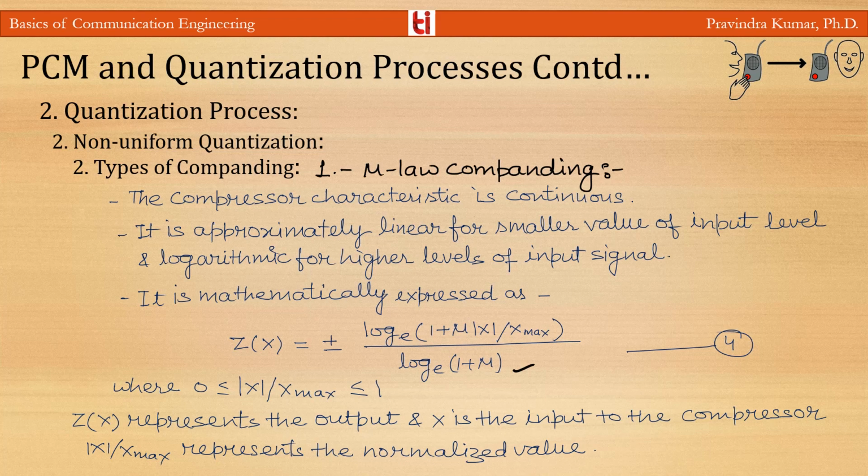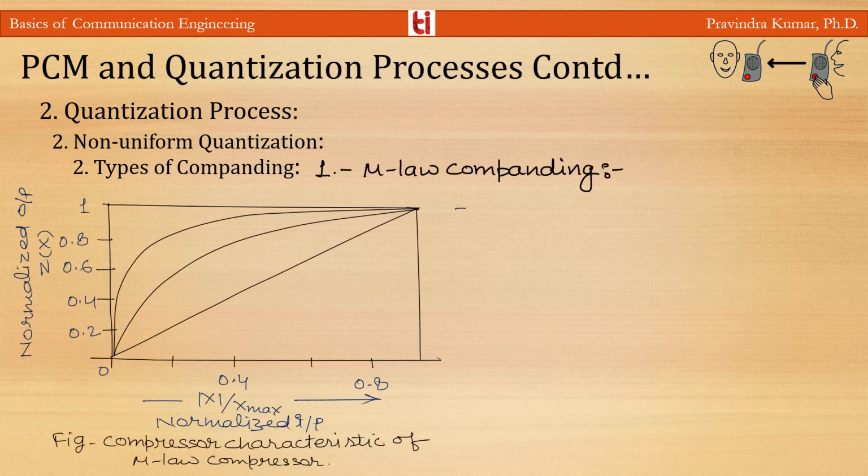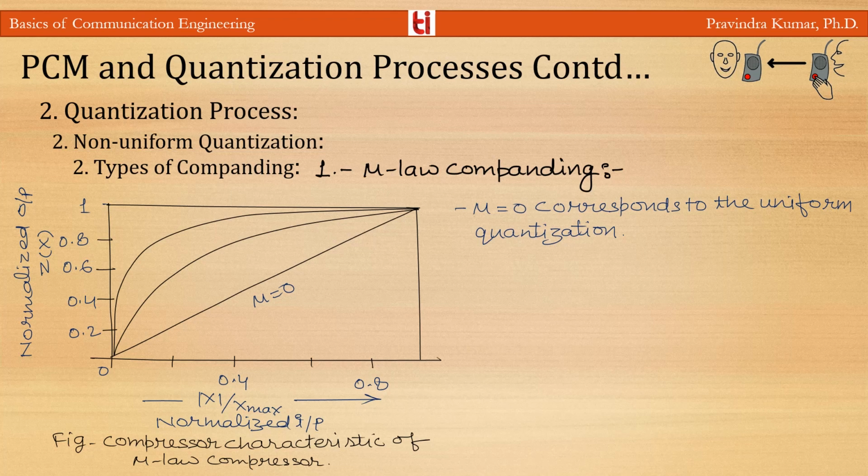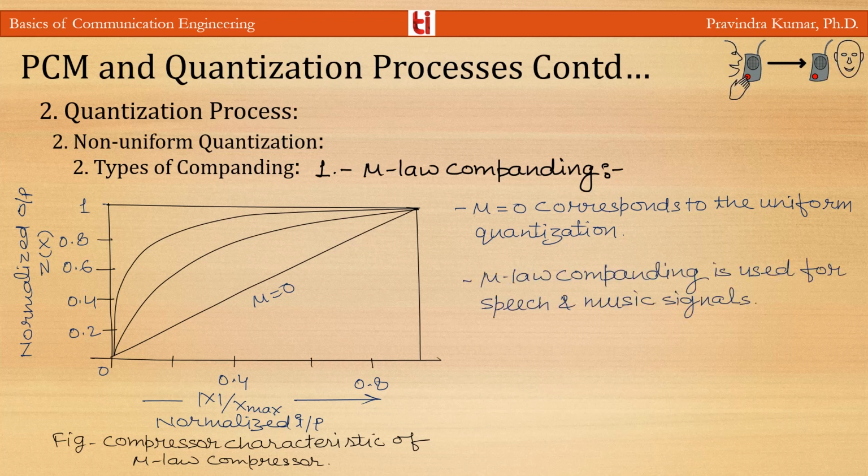Mod x by x maximum represents the normalized value of the input with respect to the maximum value of x. And the Mu-law compressor characteristic for different values of mu, you can see in this figure. The characteristic corresponding to mu equal to 0 is uniform quantization and it is a straight line. The Mu-law companding is used for speech and music signals. It is used for the PCM telephone system in United States, Canada and Japan.